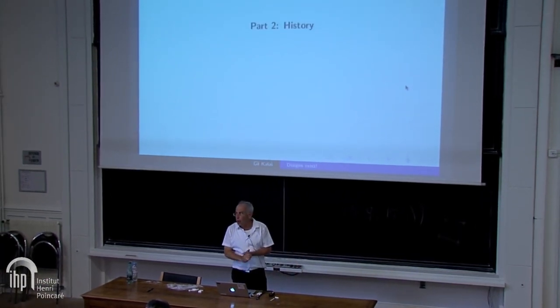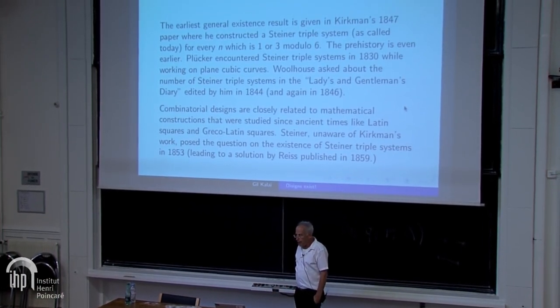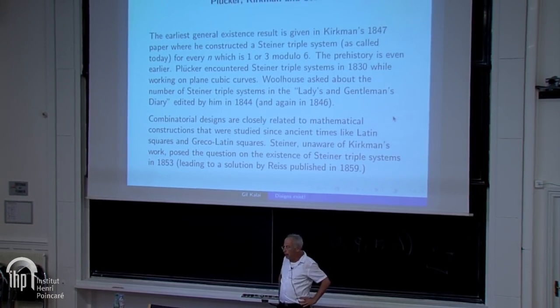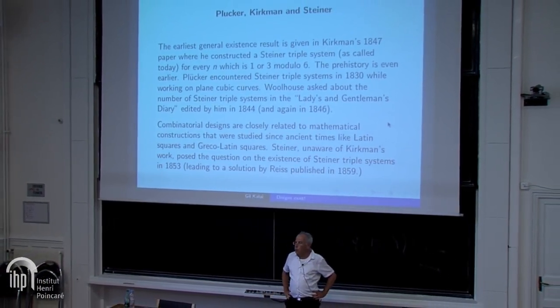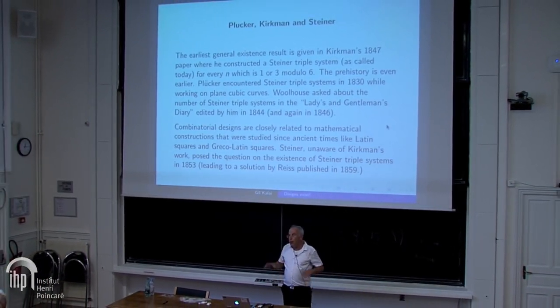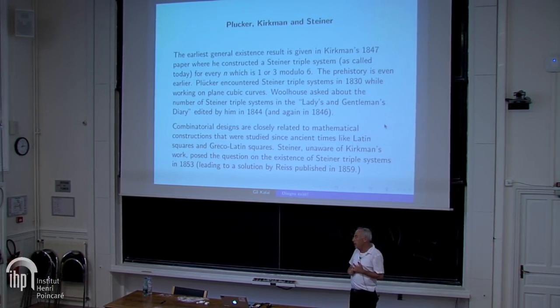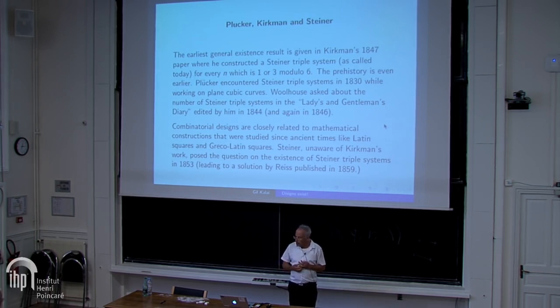Okay, let me say a little bit. Now that I presented the Keevash result, let me say a little bit about the history of the theory of designs. I think it's fair to start with the earliest general existence result, which was given by Kirkman in 1847. In this paper, he constructed Steiner triple systems for every n which is 1 or 3 modulo 6. If you look at the condition for triple systems, we have a collection of triples from an n-element set, so that every pair is included in one triple. This can happen only if n is 1 or 3 modulo 6. And Kirkman wrote a paper where he actually proved that for every n which is 1 or 3 modulo 6, this object exists. He didn't call them Steiner triple systems, for reasons that you will see immediately, but in any case, he proved that they exist.